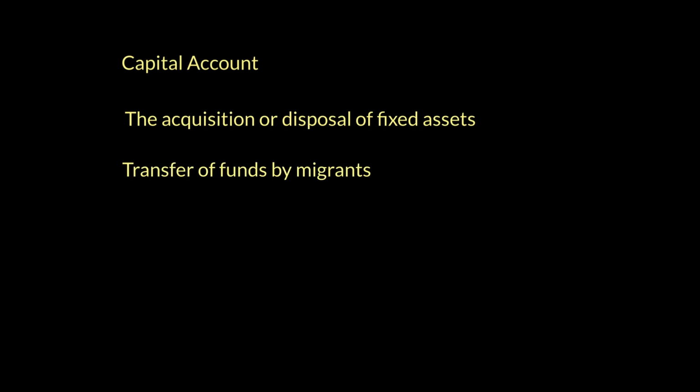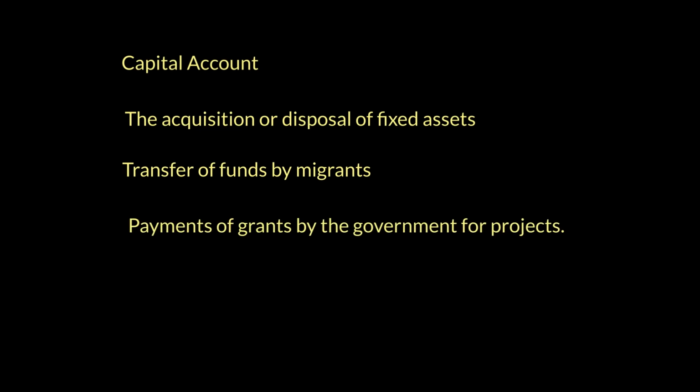The first thing it looks at is the acquisition or the sale or disposal of fixed assets. So if somebody has fixed assets in a country and they are buying and selling them internationally, that will be included in their capital account. Also, there will be what we call transfer of funds by migrants. For example, if somebody is migrating to Pakistan and bringing in money because they're now migrating to this country, that will be part of the capital account. Or if somebody is migrating out of the country, that will be a negative entry, or an outflow or a credit from the balance of payments.